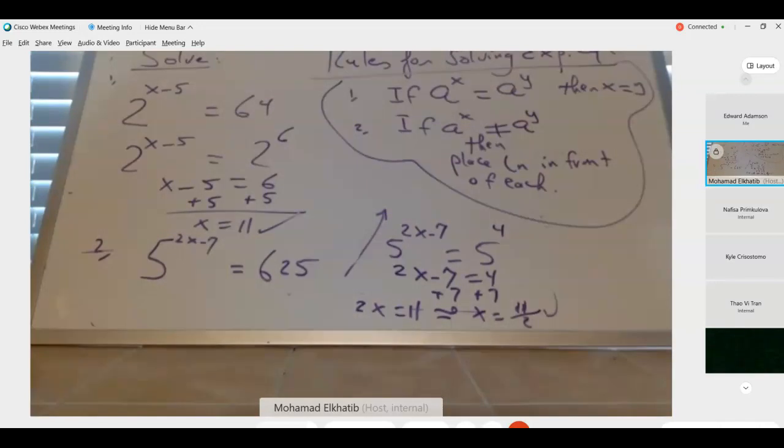Do you understand now? You got it? Because the rule says if you can make the bases the same, you can throw away the bases. Just make the exponents equal to each other. Okay? You got it?